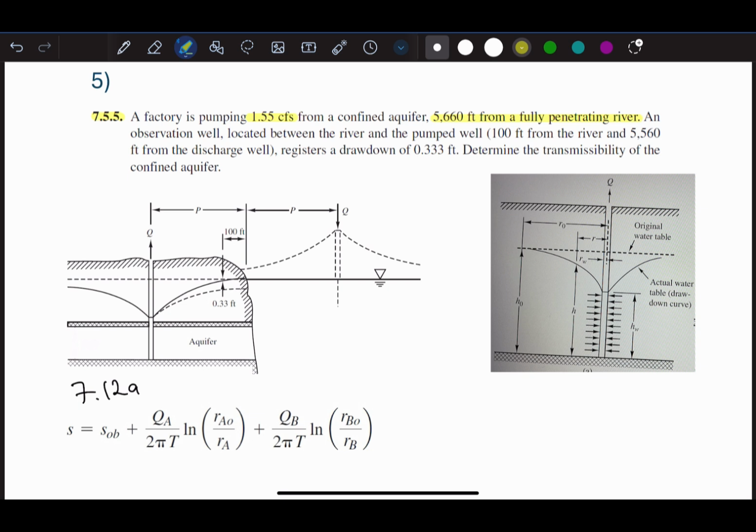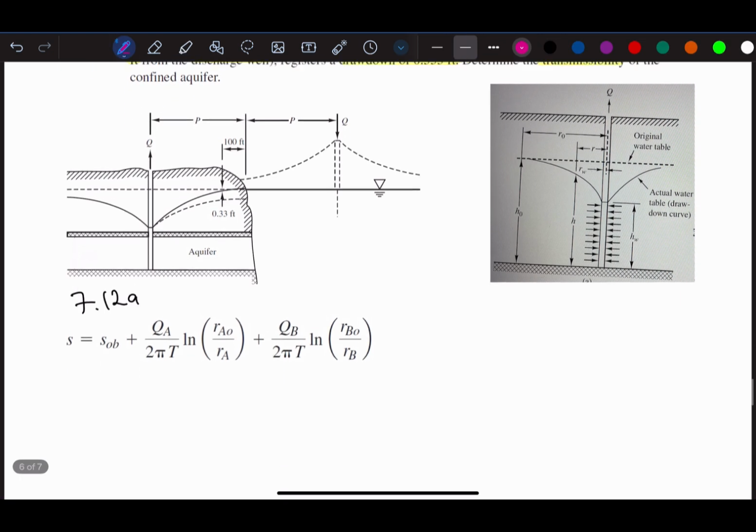We also have an observation well, and it is located between the river and the pumped well. And it is 100 feet from the river and 5,560 feet from the discharge well. And it has a drawdown of 0.333 feet. We need to determine the transmissibility of the confined aquifer. So let me first write what we have.